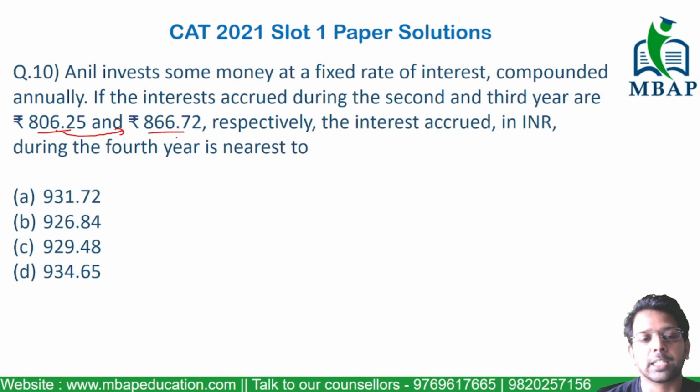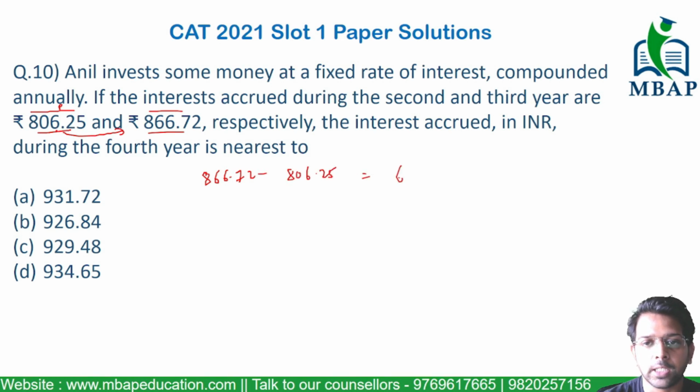806.25 is becoming 866.72. I repeat, 806.25 is becoming 866.72. If I assume 806.25 is my principal, next year principal and interest adds up to 866.72. So my interest on interest is how much? This is 866.72 minus 806.25, which is 60.47, the interest which I have gained on the amount of 866.72, which I can also assume to be my principal.